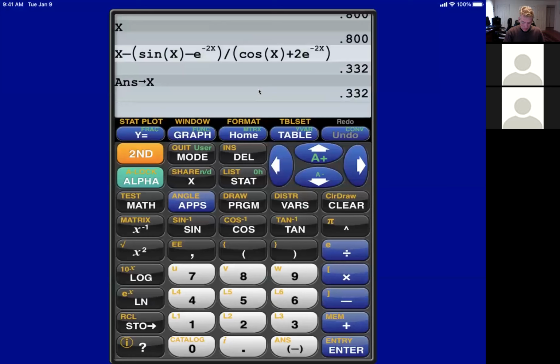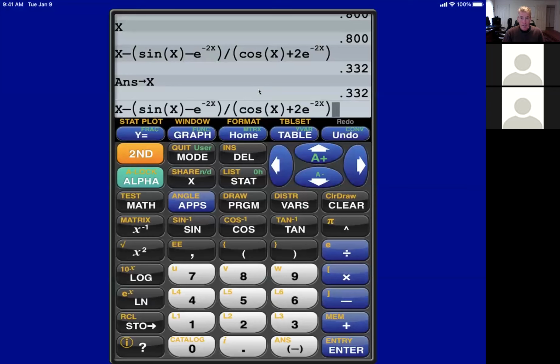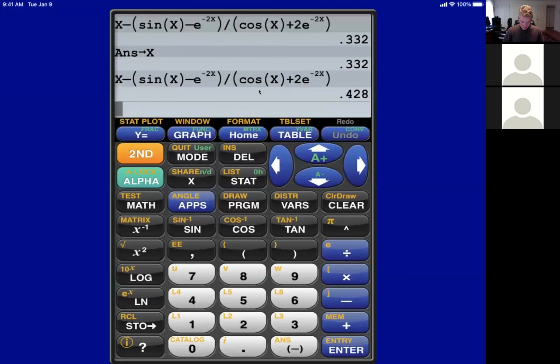And if you happen to have an older version of the calculator that doesn't let you screen grab, then all you have to do is put second, and in the bottom right-hand corner, enter. That'll be the last thing we did. I'm going to do it one more time. Second, enter. And so that was the formula, but now it's going to plug in the 0.332. Now it says 0.428.